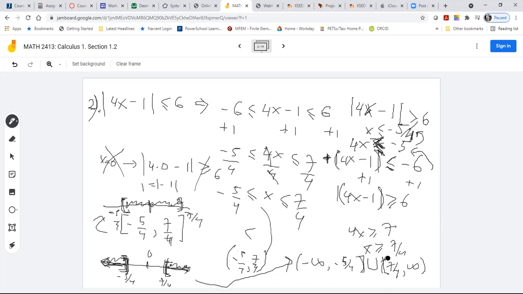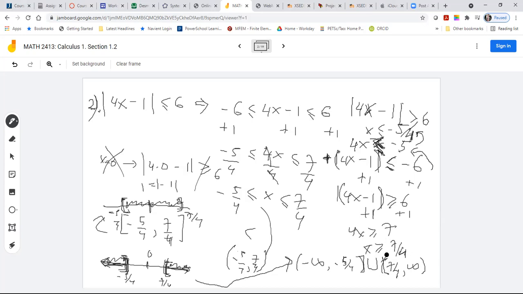The 7/4 is from this one here, from 4x minus 1 greater than 6. Okay, so if you add both sides with 1, the left side you get 4x, the right side you get 7, right? And then to solve for x, divide both sides with 4, right? So you get x on the left side greater than 7/4, right? And you can see here x is greater than 7/4.